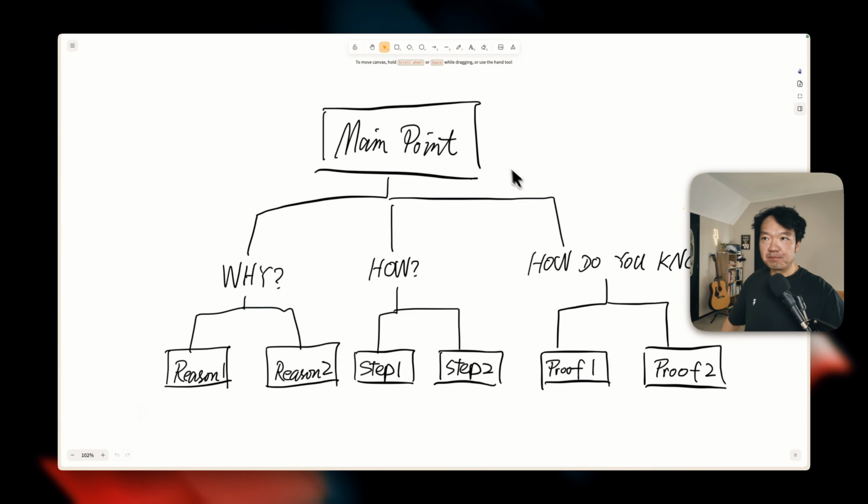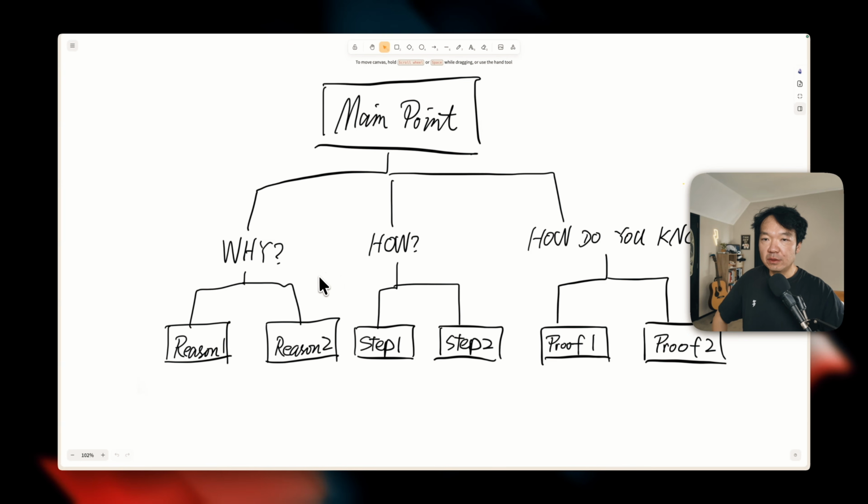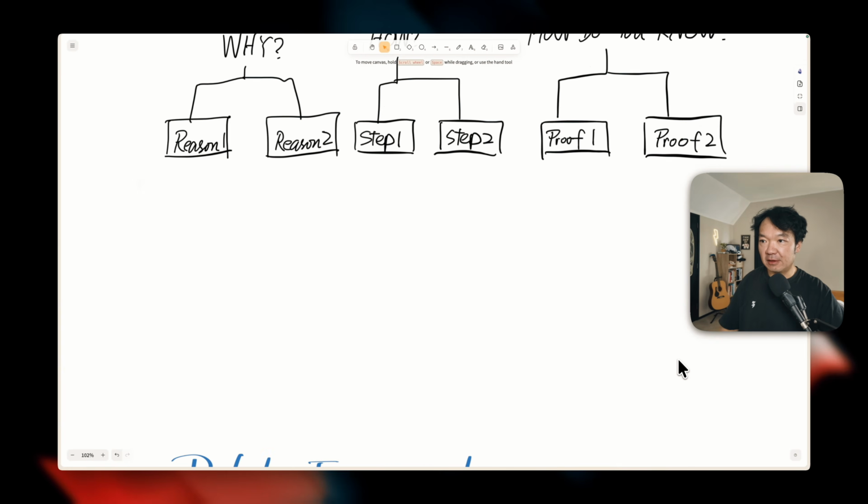And how we can get it into a real world scenario. On the top is the main point. And the first one, why you want to solve this, which we can see, okay, this is result 1, and this is result 2. So the gap between them is the question we want to solve. And then how means step 1, step 2, or other steps. And how do you know? Proof 1, proof 2. So this is something that we can follow as the pyramid structure.